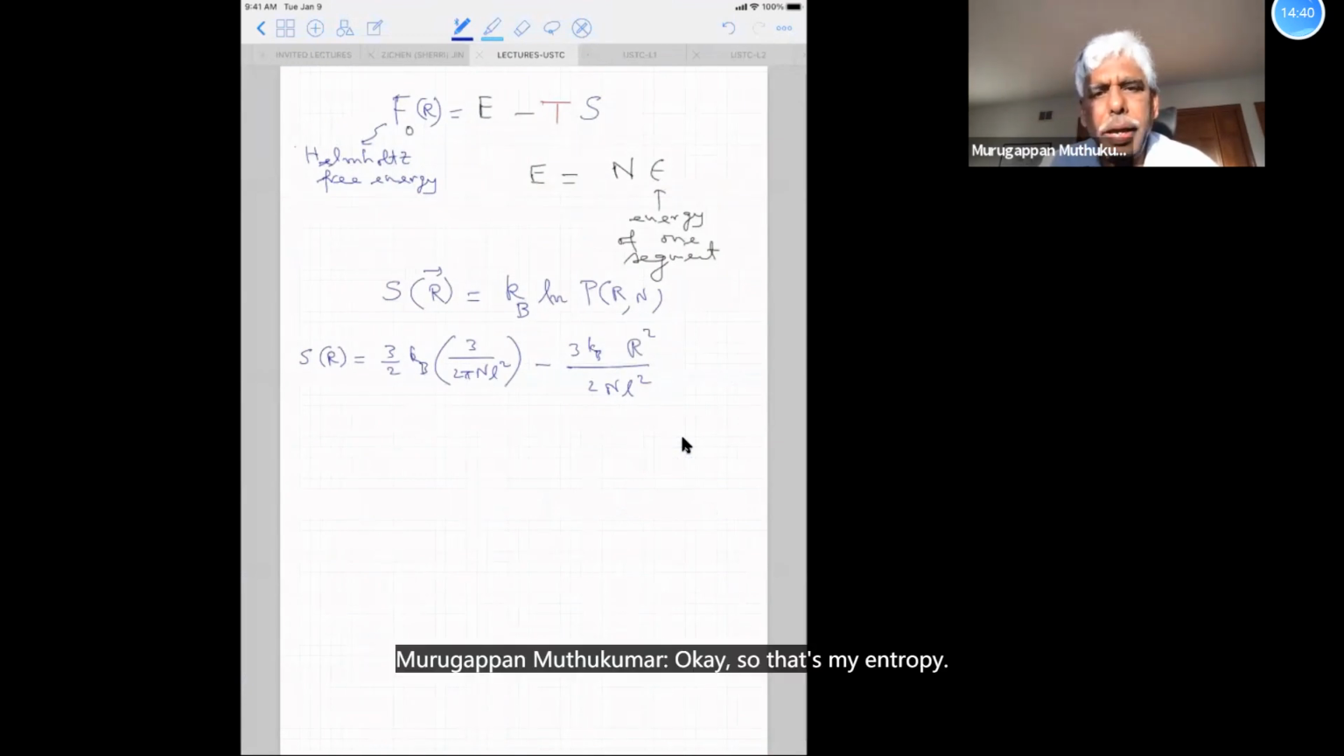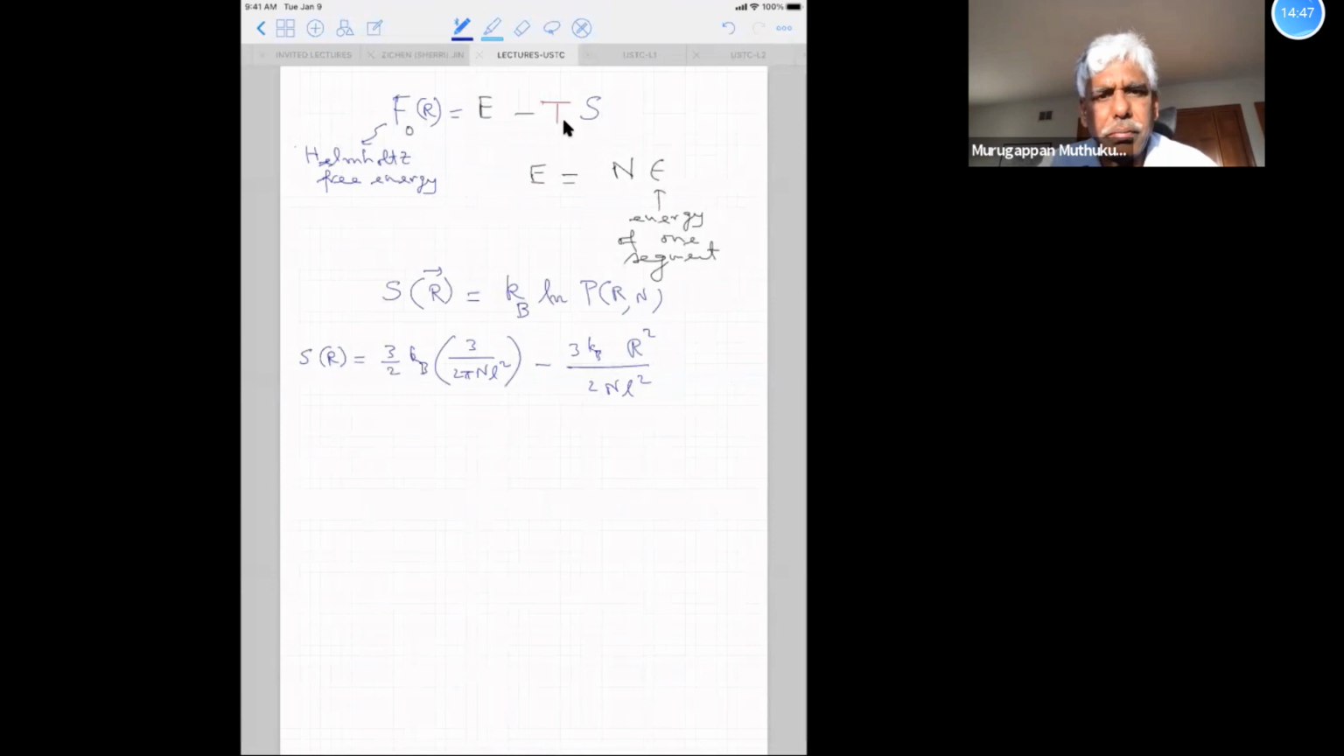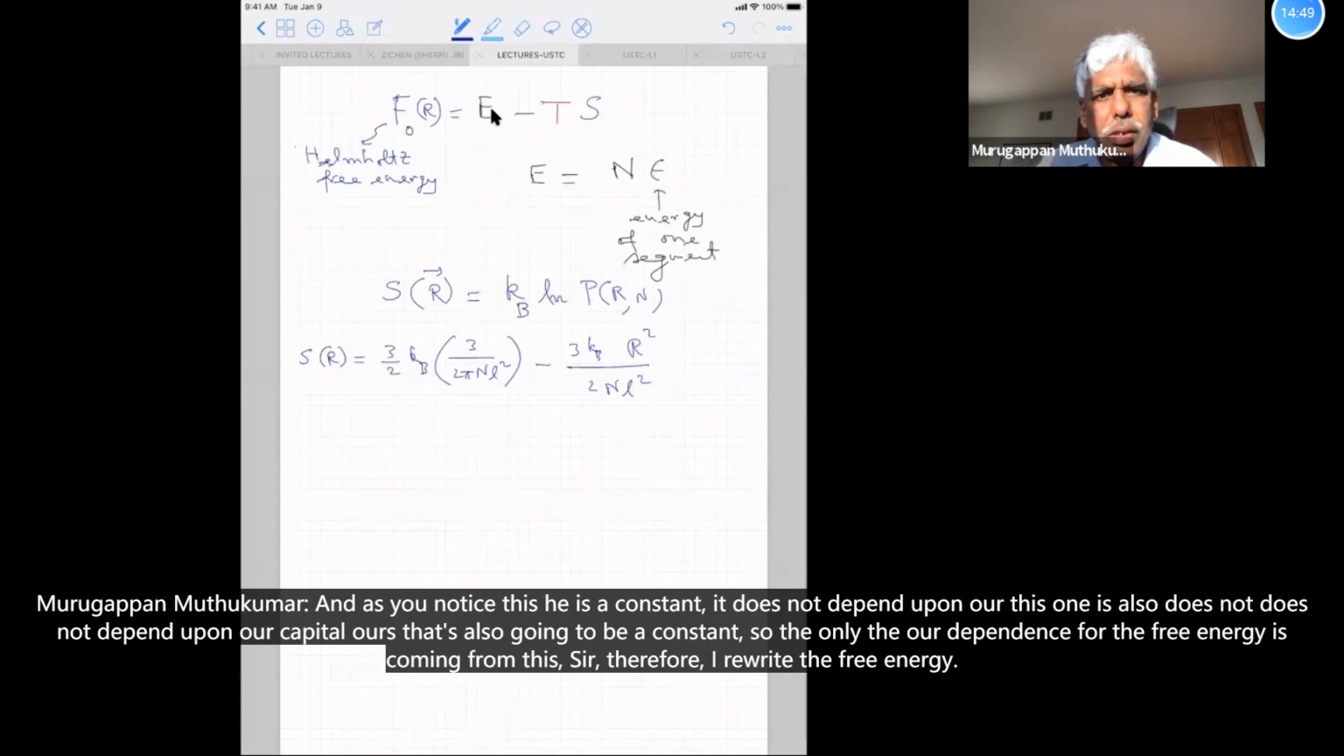Okay, so that's my entropy. If that's the case, let's substitute this back into this expression. As you notice, this E is a constant. It does not depend upon R. This one also does not depend upon capital R. That's also going to be a constant. So only the R dependence for the free energy is coming from this term.